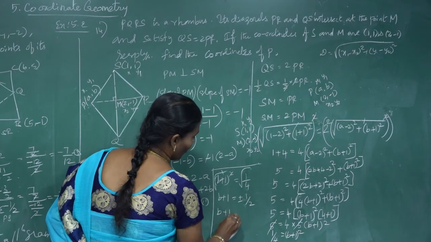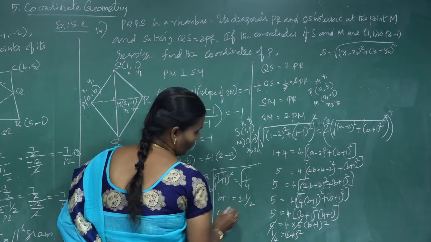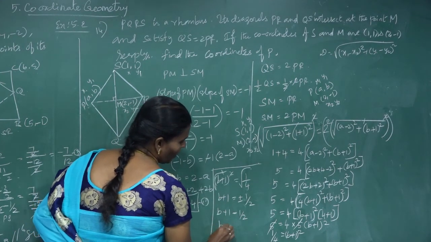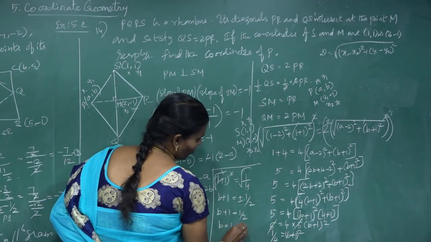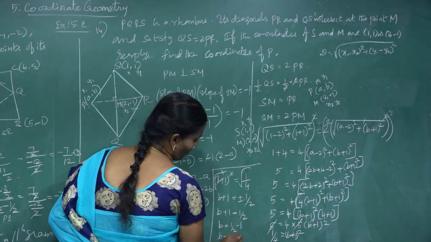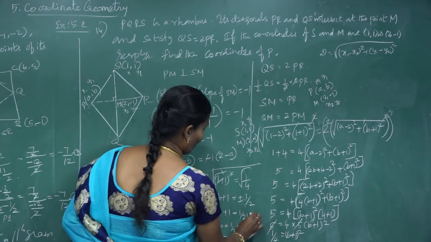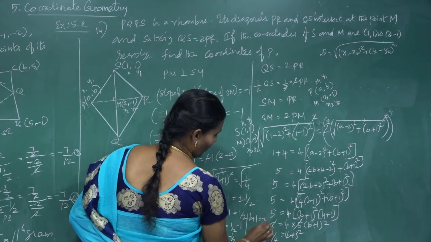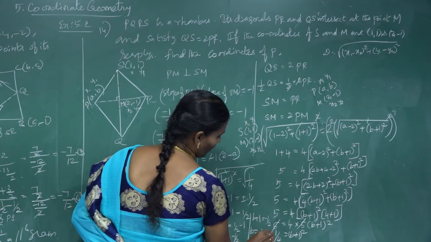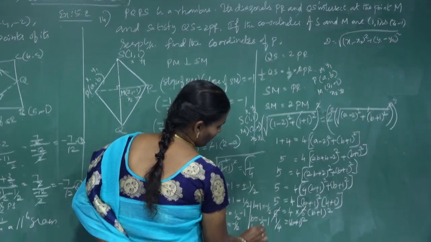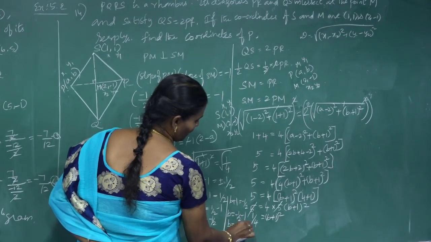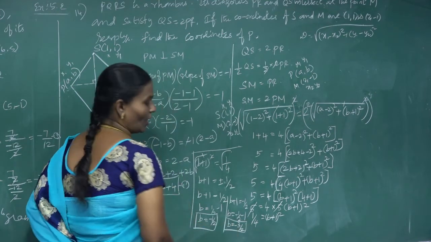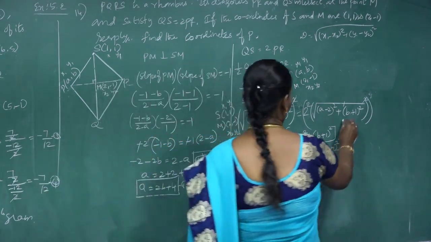So B plus 1 is equal to, here 2 values. Okay, one is plus 1 by 2. So B is equal to 1 by 2 minus 1, that is B is equal to minus 1 by 2. Okay, if you take minus 1 by 2, then B is equal to minus 1 by 2 minus 1, that is B is equal to minus 3 by 2. Okay, so how many values for B? 2 values.